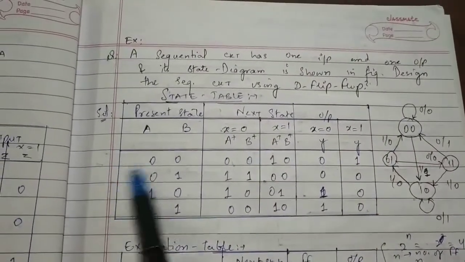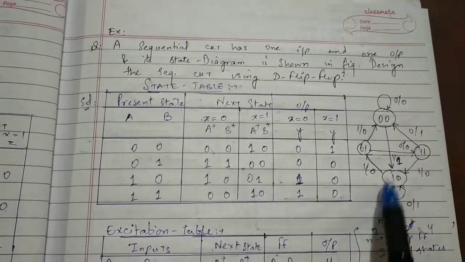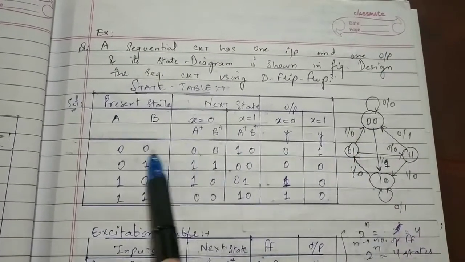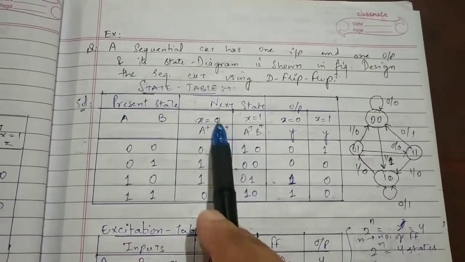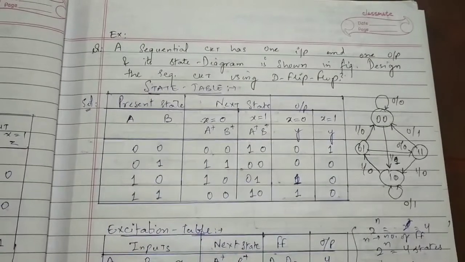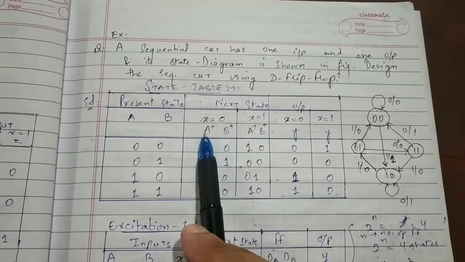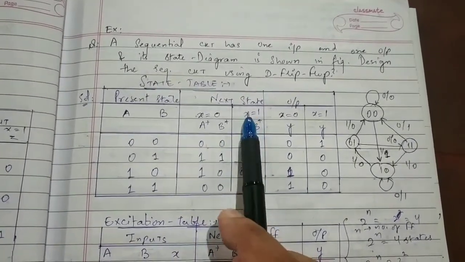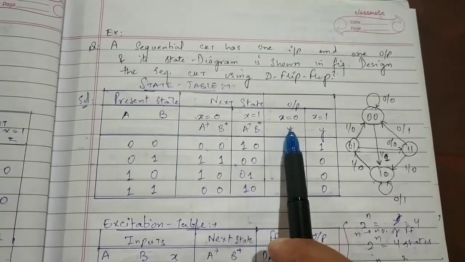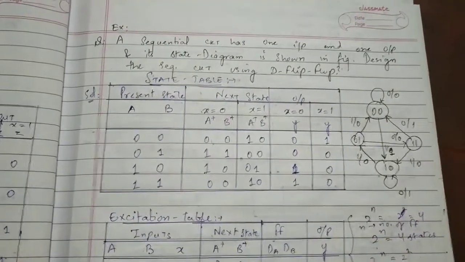The first step is to construct a state table using this state diagram. We'll do it by investigating the states. We will write present state, next state, and output. For present state we have A and B. For next state, for input x equal to 0, we represent the next state as A+ B+, and for input x equal to 1 we have A+ B+. For output, we have output y for input x equal to 0, and output y for input x equal to 1.